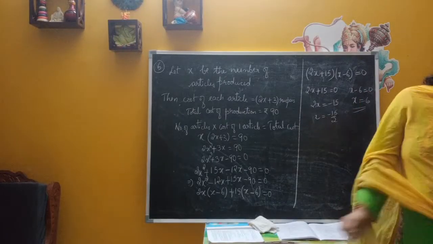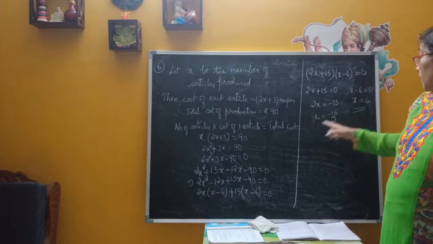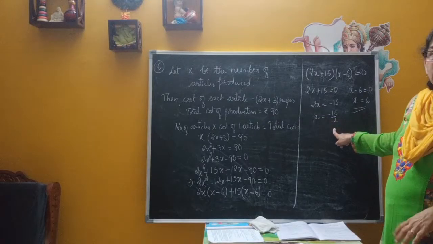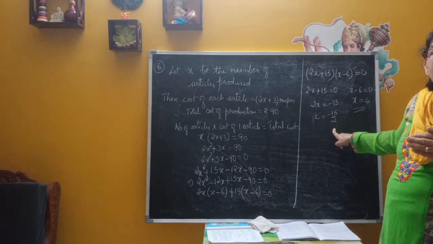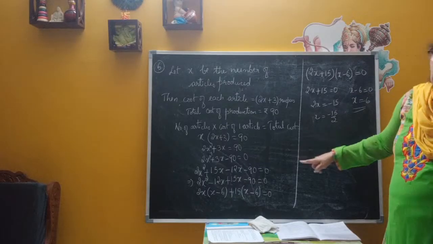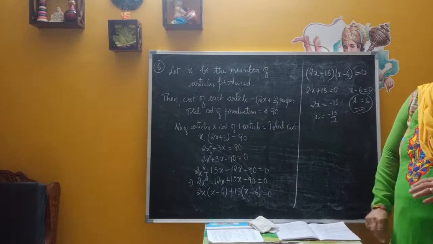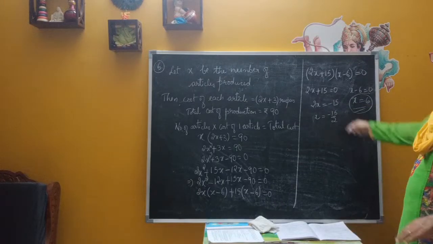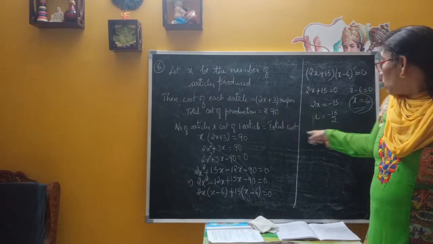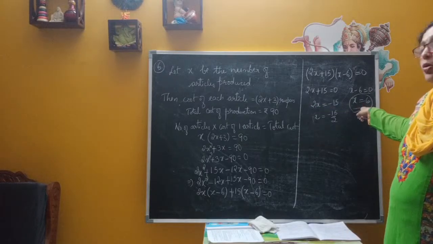Which one do you consider now? We need the number of articles as x. It cannot be negative, isn't it? And it cannot be in fraction form also. Okay, and it should not be negative. So we have to consider this answer. Which one? X is equal to 6. Okay, so therefore right now the number of articles cannot be negative. Therefore which is the correct answer? X is equal to 6.